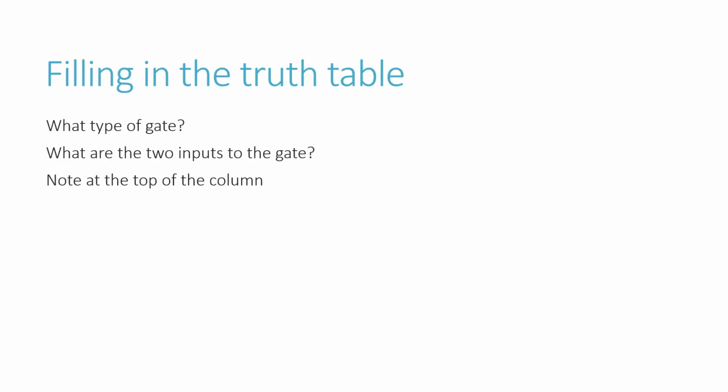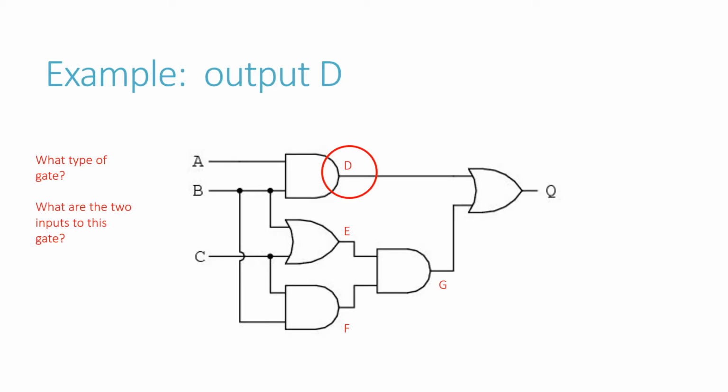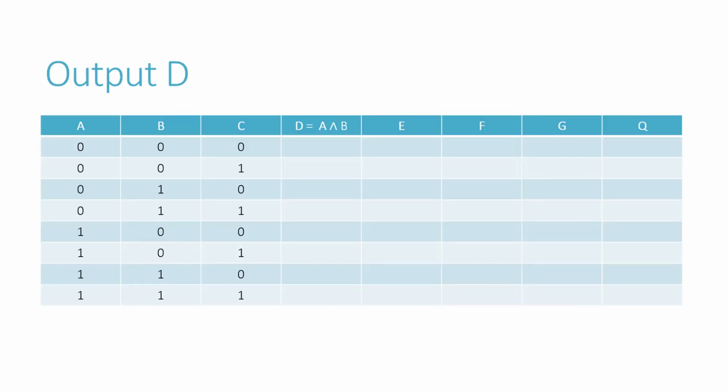And then as we fill in the truth table, for each of the letters we think, what type of gate is it? What are the two inputs to the gate? And we note that expression at the top of the column. So for example, output D, what is the gate and what are the two inputs to the gate? So D is A and B. So to complete that, we look at the values of A and B, and D is only true if both A and B are true.